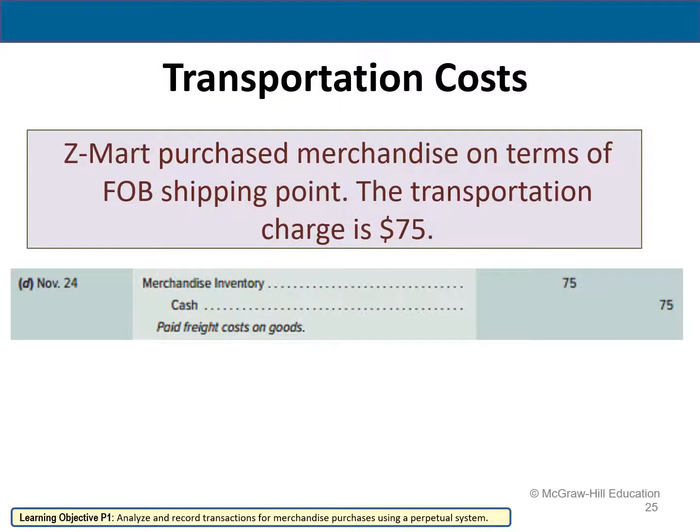All right. So if Zmart purchased inventory on the terms of FOB shipping point, that means that Zmart is responsible during transportation. It just becomes part of their inventory cost. So they record $75 to merchandise inventory and reduce their cash $75. Okay?